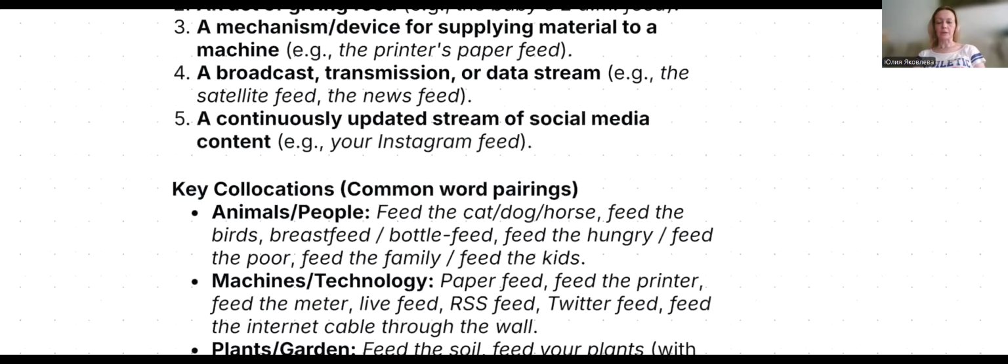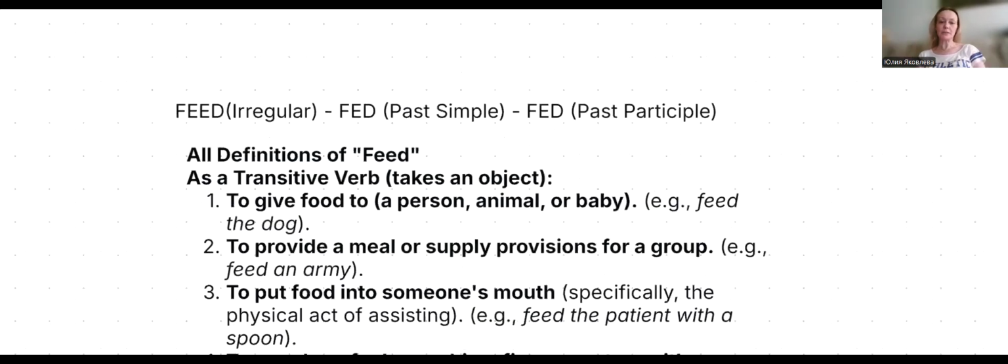Okay, so first of all, we have to remember that the word feed is irregular, which means that the past form of feed is fed, as you can see here, and the past participle, used in perfect tenses and as part of participle phrases, is fed. So we're lucky to get two irregular forms which are absolutely identical: feed, fed, fed. And okay, let's go for definitions.